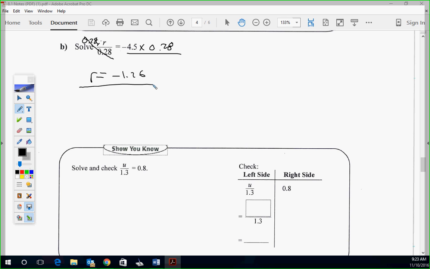Perfect. Okay, and we're going to check it now. So we're going to go R. We just found R. Negative 1.26 over 0.28 equals negative 4.5. And then the calculation should match.